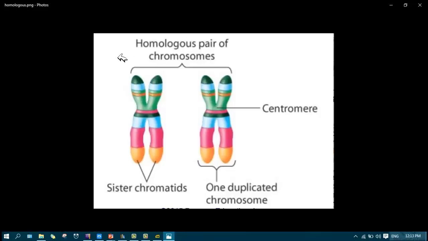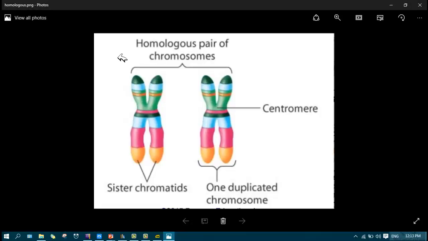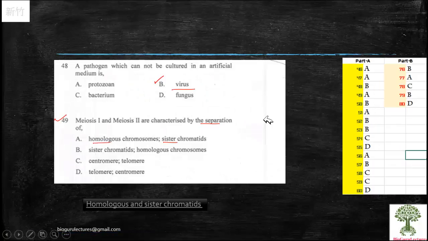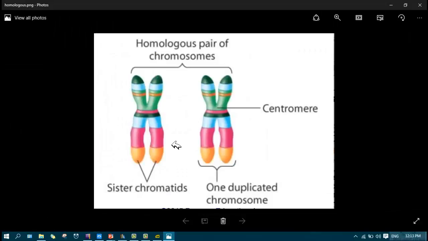Okay, so here is a big homologous chromosomes. It is called a centromere, and these are chromatids, and it is duplicate chromosome. You know, the difference between this is one will be coming from your father, another one will be coming from your mother. So according to the answer here, you have to compare that homologous chromosomes and sister chromatids. So homologous chromosomes are this, and sister chromatids are the ones which divided or duplicated. Right?